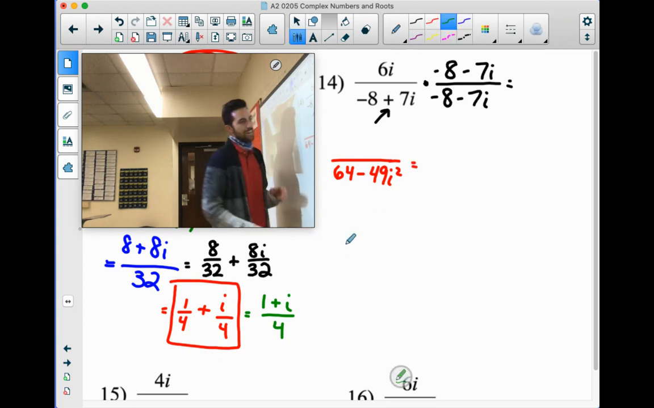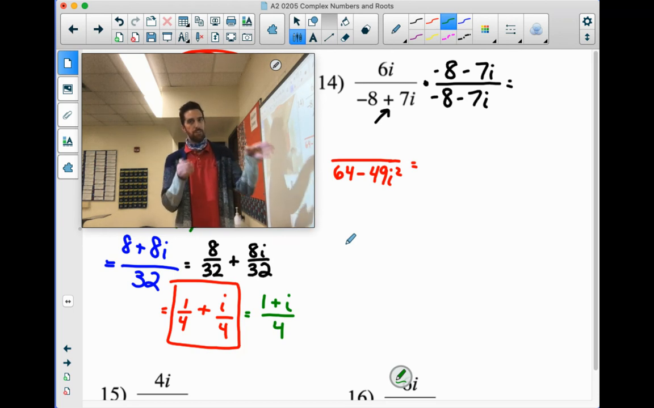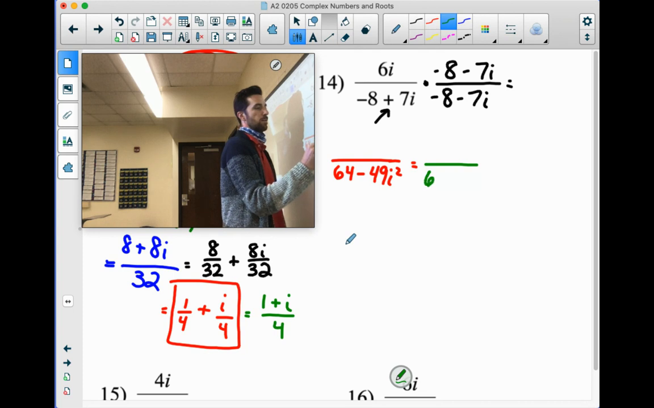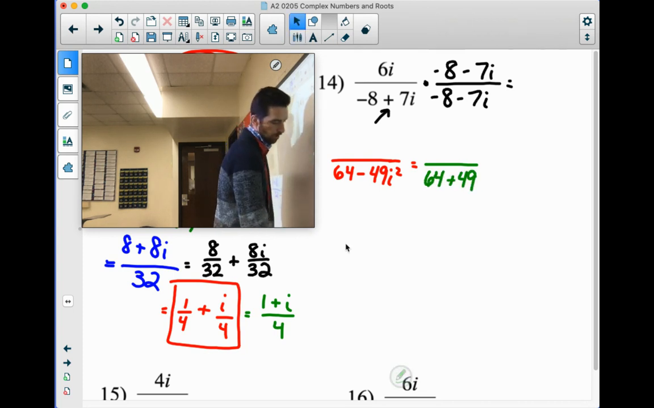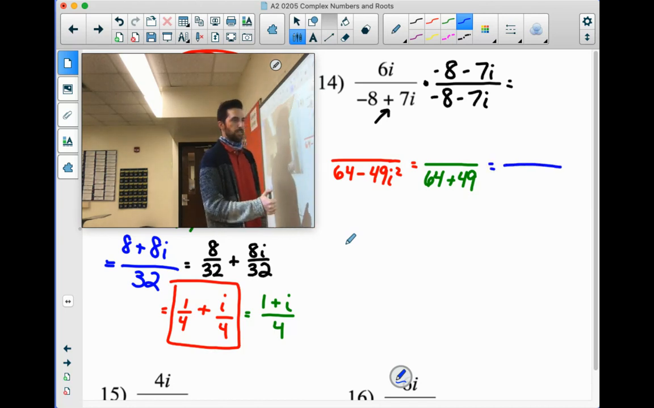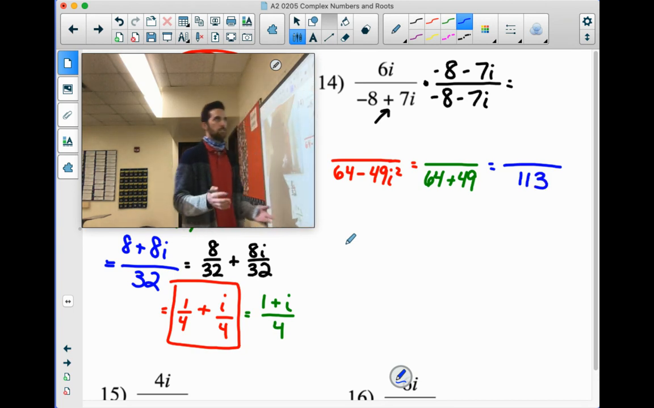Now remember that negative 49i squared. i squared is negative 1. So really that will just change to plus 49, right? Because negative 49 times negative 1. So we have 64 plus 49, which we can do. 64 plus 49 is 113. There we go. There's our denominator.